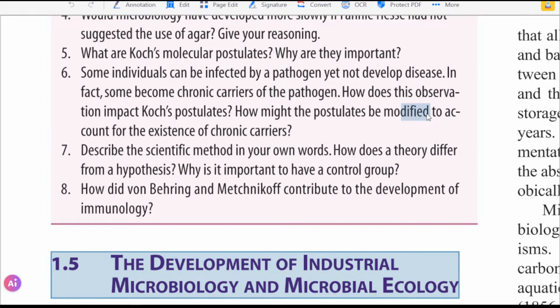Yeah. So, describe the scientific method in your own words. How does a theory differ from a hypothesis? Why is it important to have a control group? If I'm wrong in the previous question 6, correct me, because I think I can go to that level for now. So, the scientific method in my words.